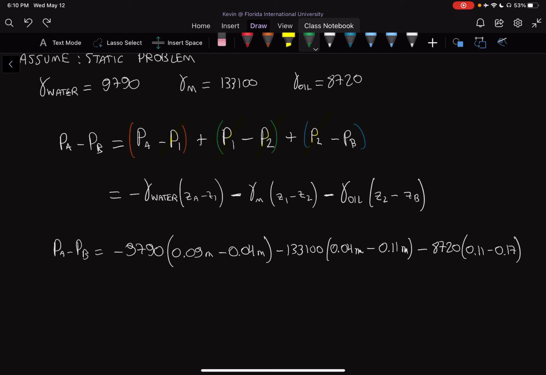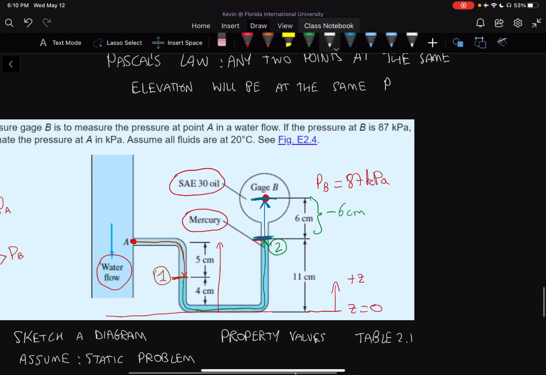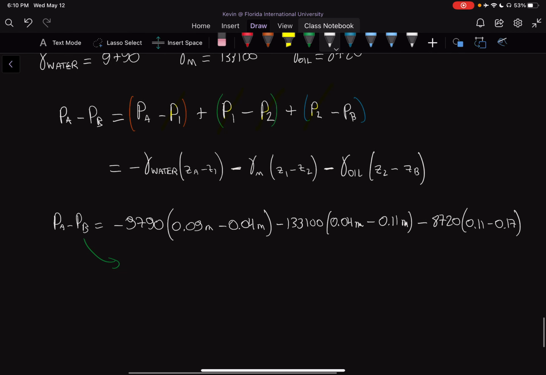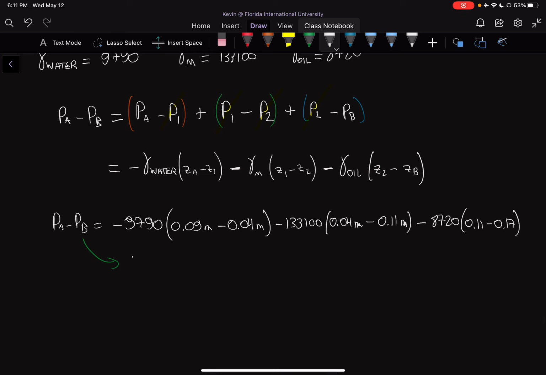So going forward with this, we can now bring PB to the other side, and we can add PB to the left side. PB we know, from the question, is 87 kilopascals. So we can add PB to this side, plus 87,000. And if we go through the math of the equation, and I'll let you do that in your own time, we get that PA is equal to 96,350 kilopascals. And that would be the answer of our example.